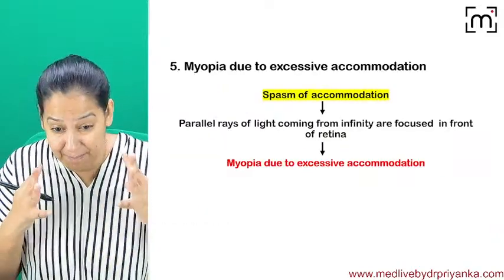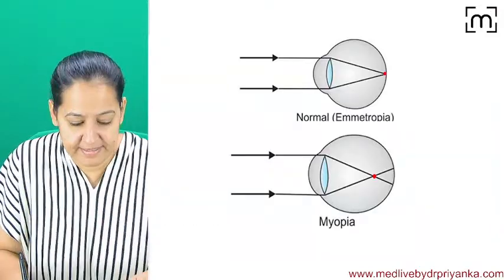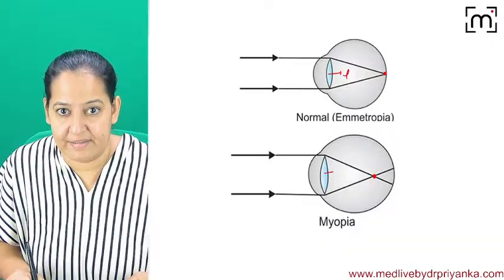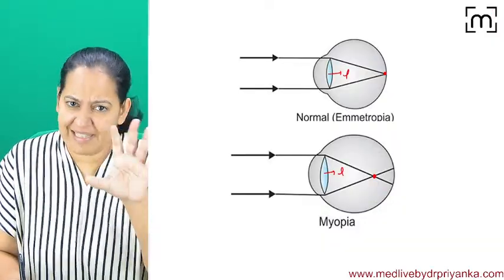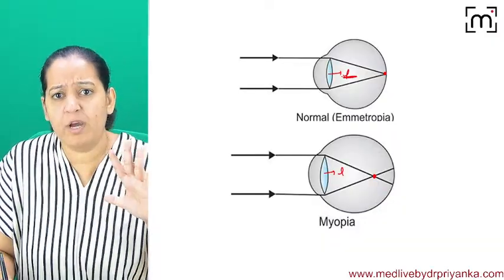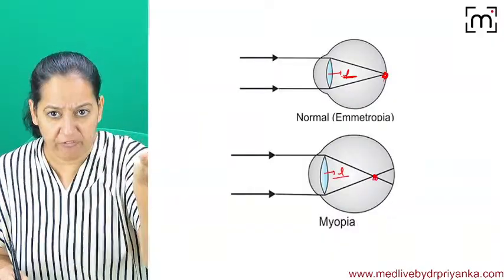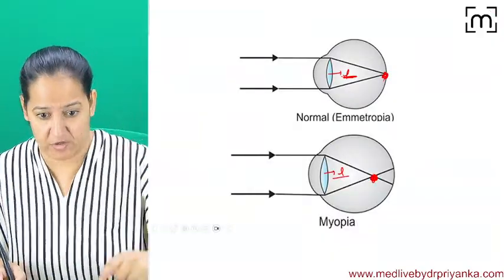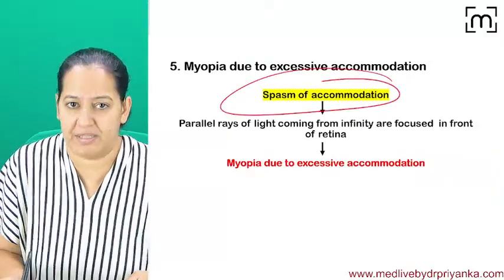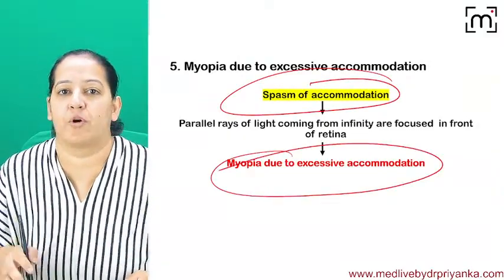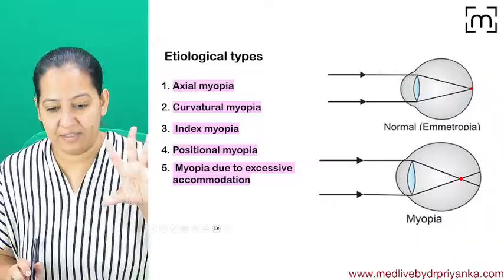Here the lens is hyperactive. See the lens here, this one, and see the lens here. Okay, this lens is normal, so it is focusing on the retina, but this lens is hyperactive, so it is focusing in front of the retina. It is due to excessive accommodation in the lens. Okay, so myopia due to excessive accommodation or spasm of accommodation. So these are the 5 types.